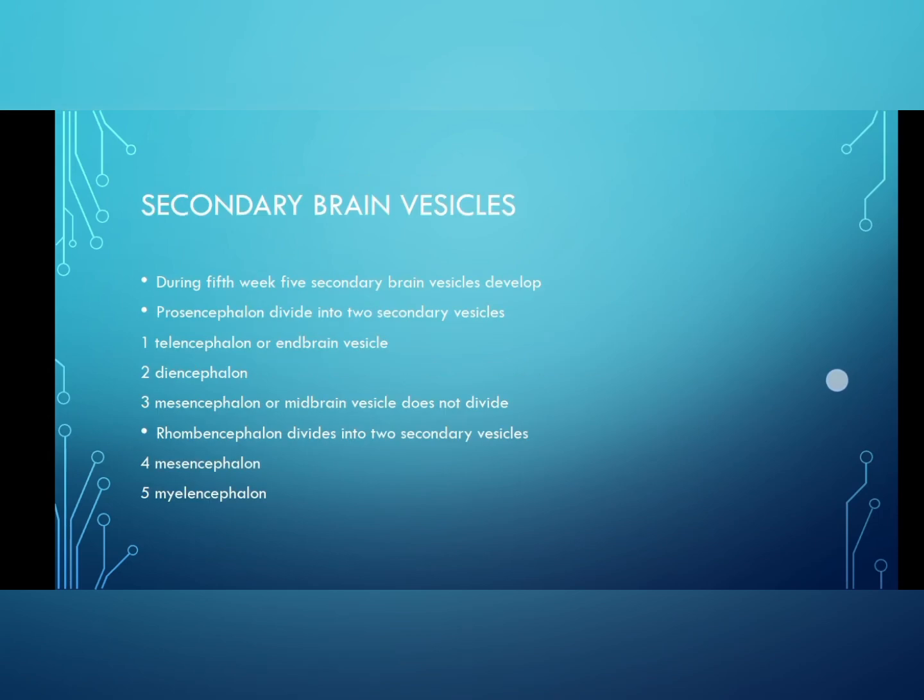Secondary brain vesicles. During the fifth week, five secondary brain vesicles develop. Prosencephalon divides into two secondary vesicles: telencephalon or end brain vesicle, and diencephalon. Mesencephalon or midbrain vesicle does not divide. Fourth, metencephalon, and fifth is myelencephalon.